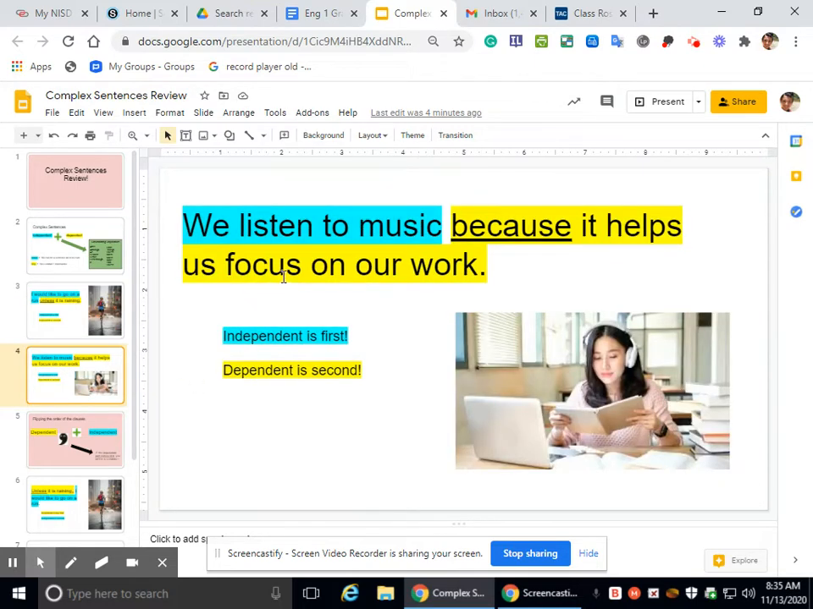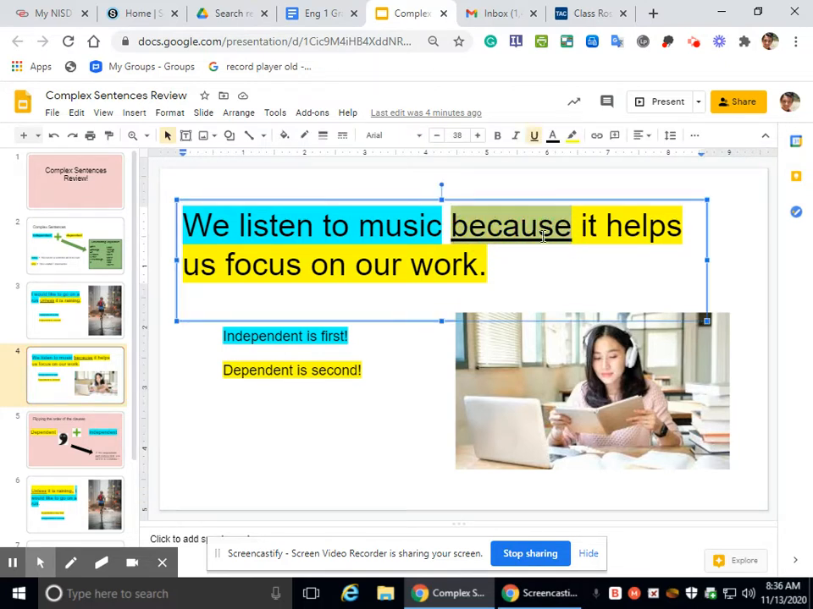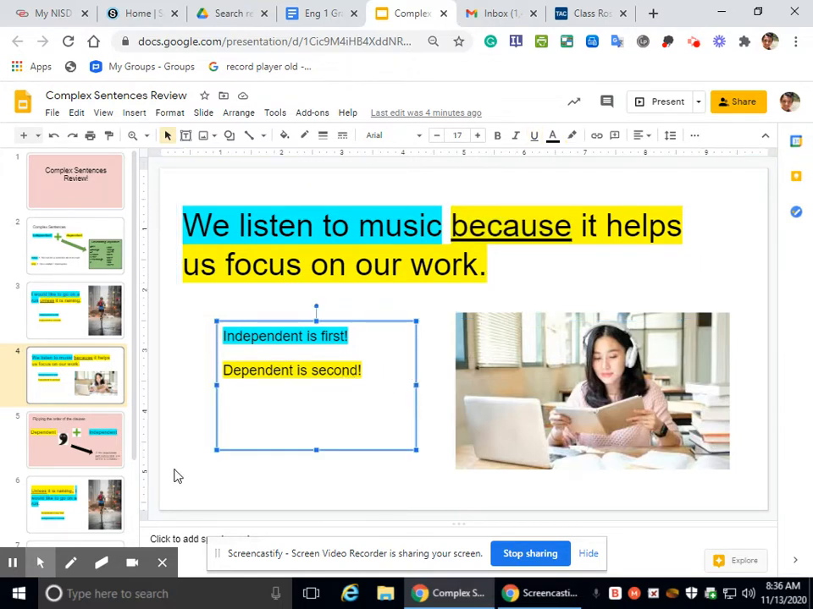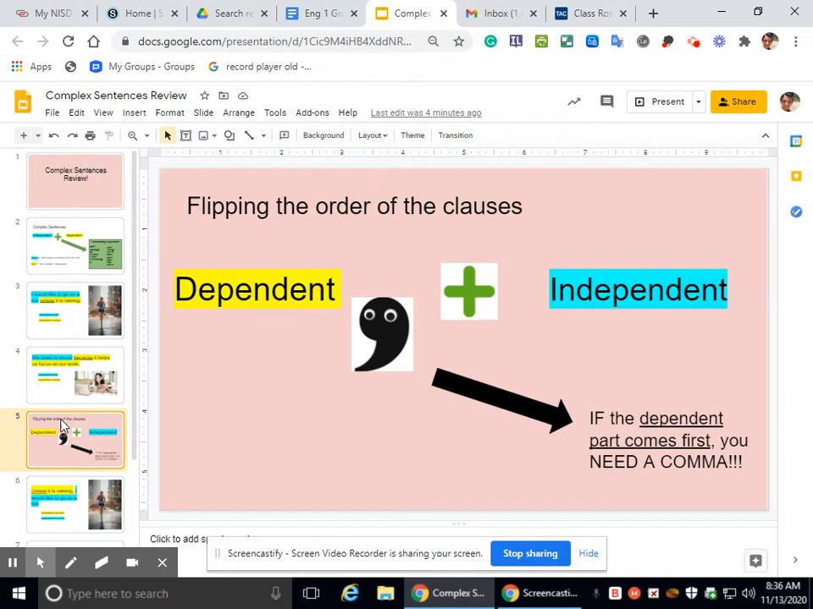We listen to music because it helps us focus on our work. Okay, so we listen to music, that part of the sentence can stand all by itself and it still makes sense. So that is the independent. And then because it helps us focus on our work, we know that's the dependent part of the sentence because number one, it doesn't make sense if you just say that by itself, right? It needs more. And also because it has the word because at the front. So that would mean that the dependent clause is beginning.